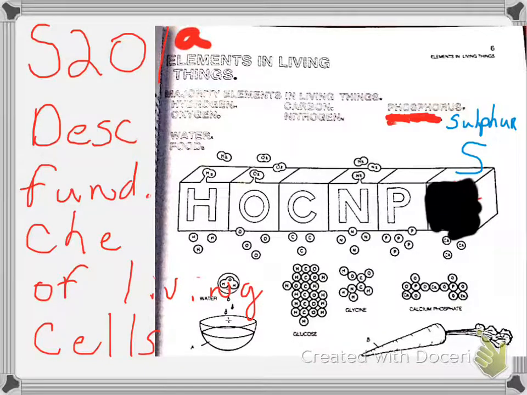Alright, so we're going to talk about Standard 2, Objective 1a. It's just describe fundamentals of chemistry of living cells, chemical makeup of living cells.